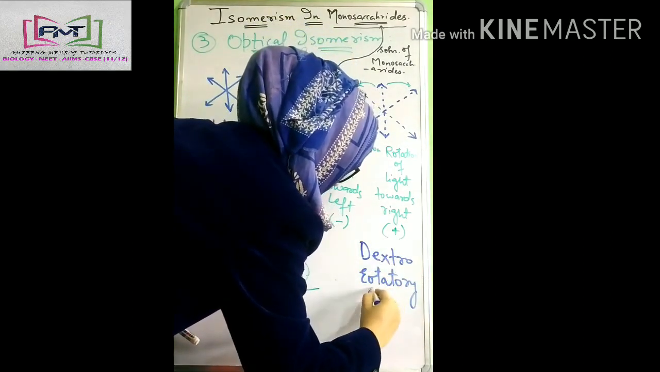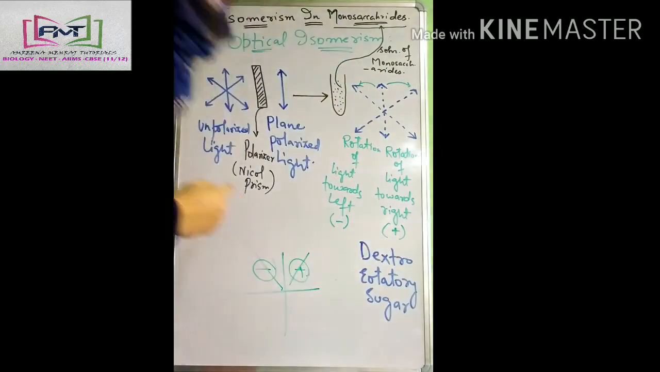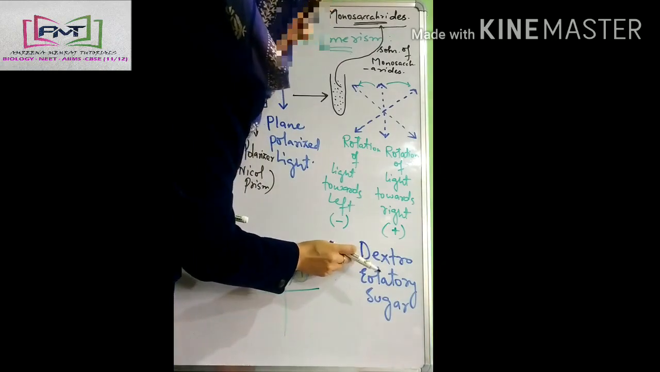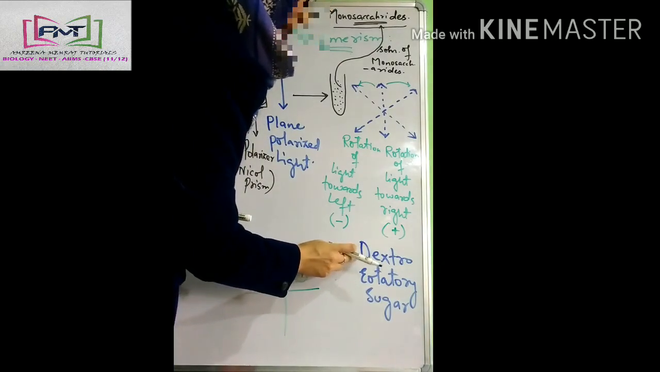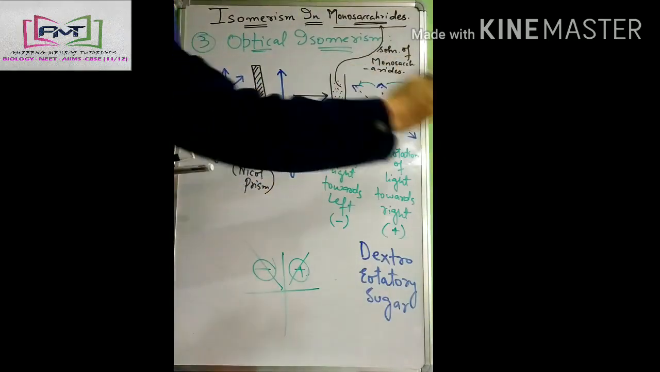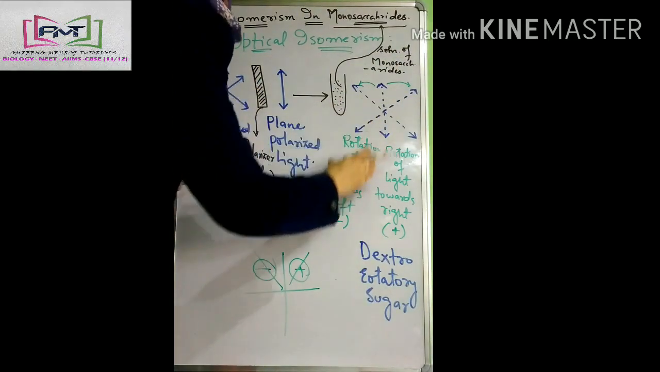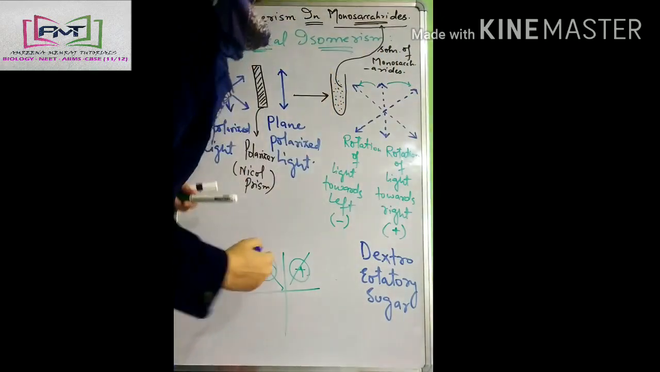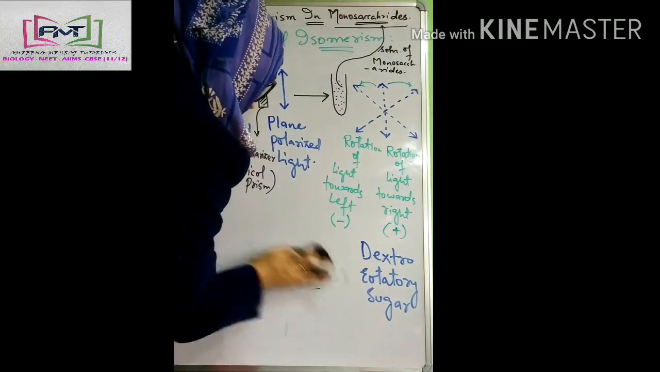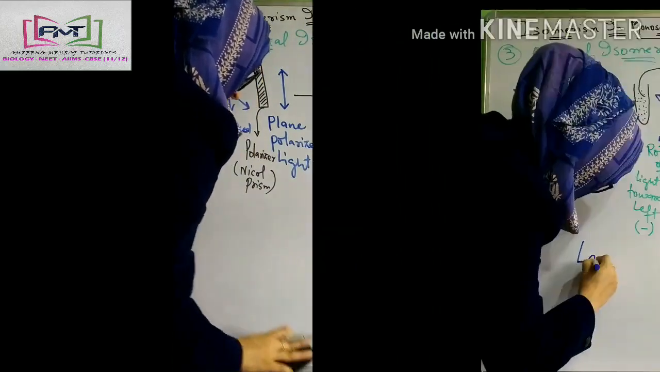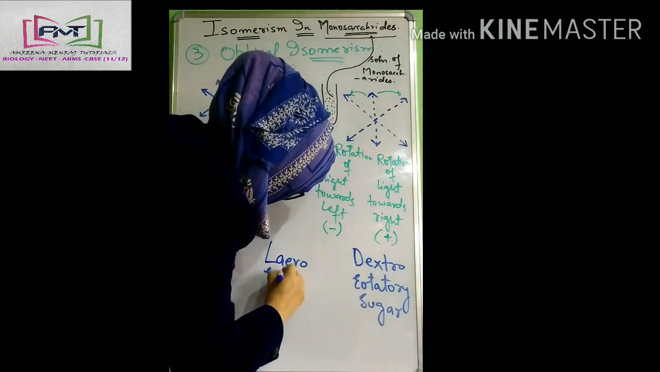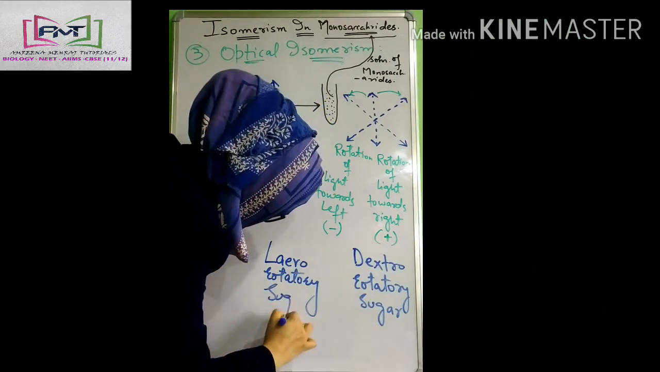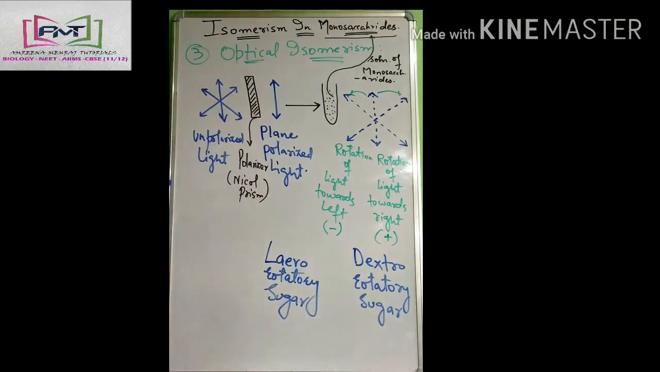dextro-rotatory sugar. What is it called? Dextro-rotatory sugar. Dextro is derived from a Latin word which actually means right bending. And if your sugar is behaving like this, rotating plane polarized light towards left, then you will call it a levorotatory sugar. Very good. So here it is, levorotatory sugar.